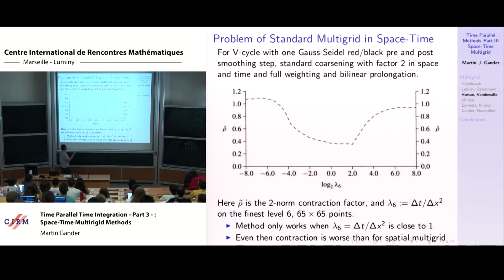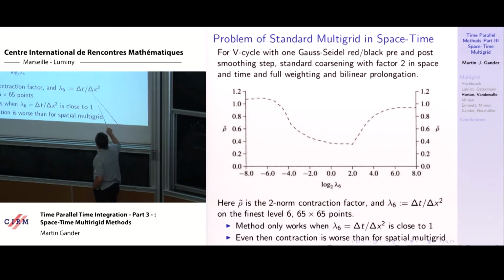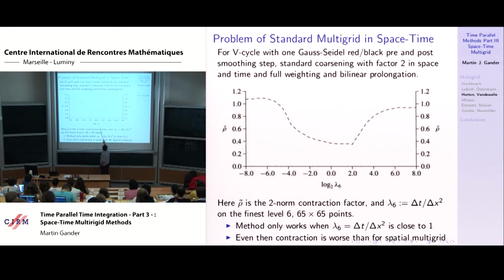And there is a very important parameter, this lambda here. Lambda is the ratio of the time step and the space step squared. That's a parameter that appears in this algorithm. And they plot for different values of the log of this parameter. So at 0 here, this parameter is 1. They show how much this V-cycle with 6 levels contracts. And you see, if delta t divided by delta x squared on the fine grid is about 1, the method converges. The contraction factor is 0.4. It's not as good as in space.